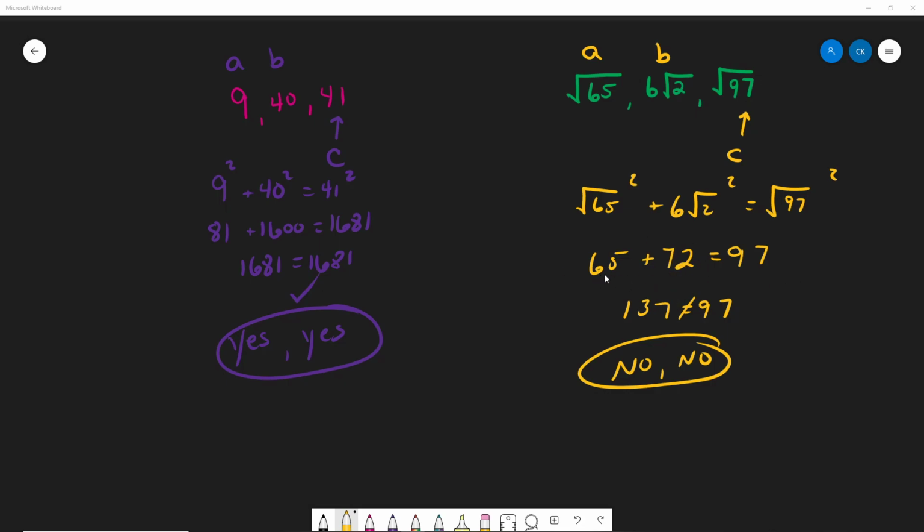But then when I take them and I add them up, 65 plus 72 is 137, and 137 does not equal 97. So no, this is not a right triangle. And because it's a no here, because it's not a right triangle, it definitely can't be a Pythagorean triple. But not only because of that, if I look at my numbers here, none of those are counting numbers. So it has kind of a double whammy against it. It couldn't have been a Pythagorean triple because it wasn't a right triangle, and the numbers weren't counting numbers. Okay? So hopefully we understand everything we need to know about our Pythagorean theorem.